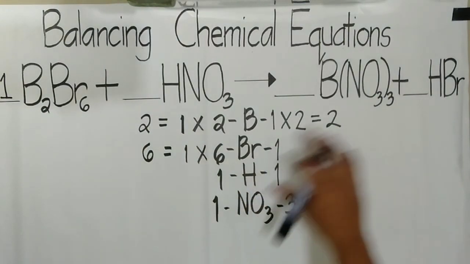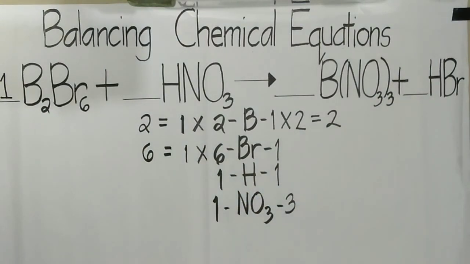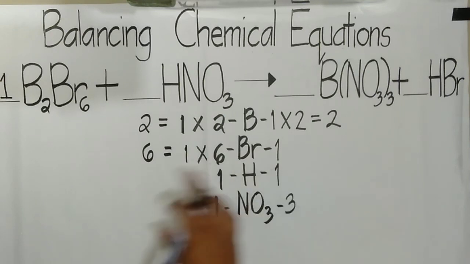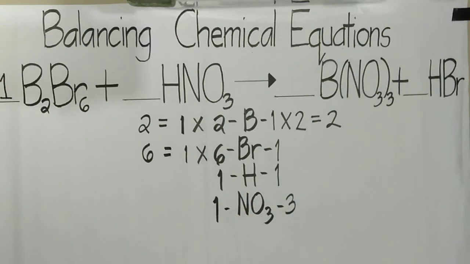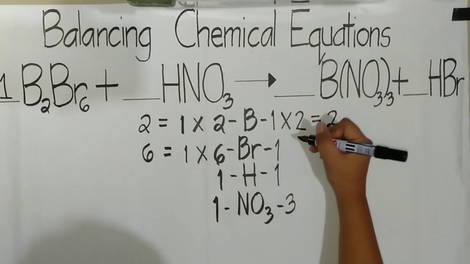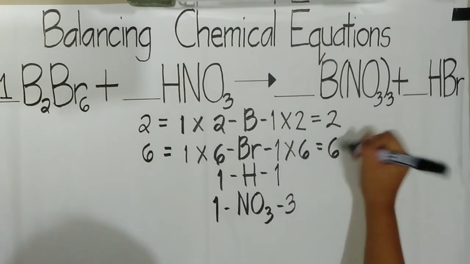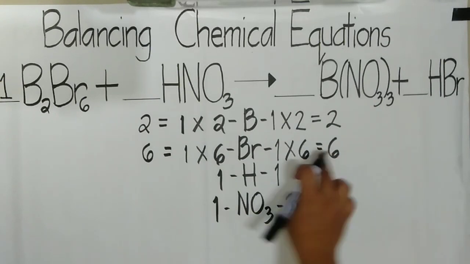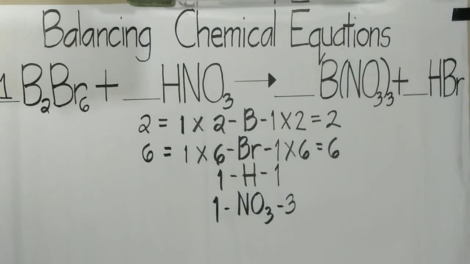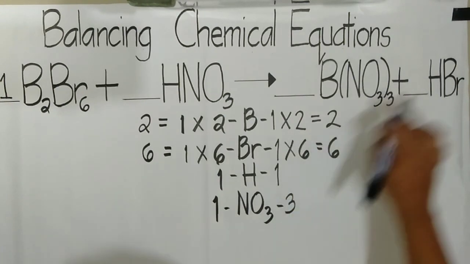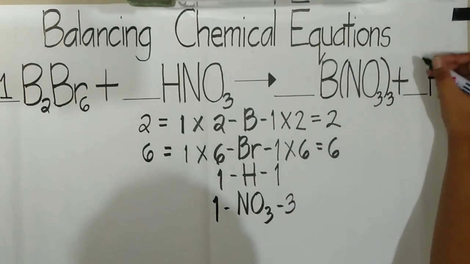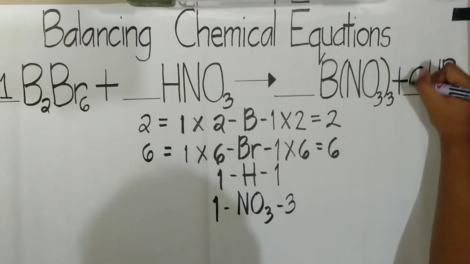So, on the bromine on the product side, what number are we going to multiply para ma-equal din siya ng 6? Para ma-balance siya sa the other side of the equation. So, we will try 6 also. So, 1 times 6 is equal to 6. Are they both the same? Are they balanced? Yes, they are balanced. So, we're going to put here 6.